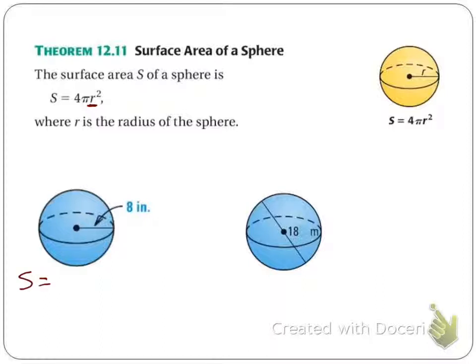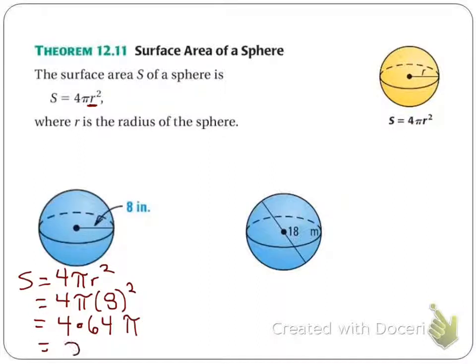I have a radius of 8 inches. So my formula is 4 pi r squared. That's 4 pi times 8 squared. 4 times 64 pi, and that gives me 256 pi inches squared.